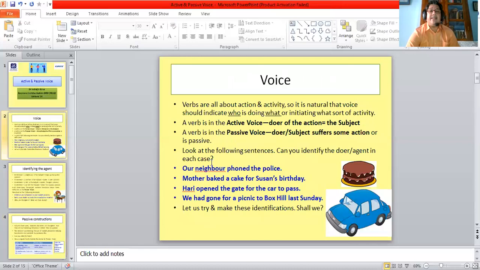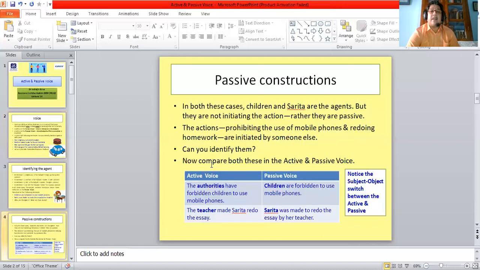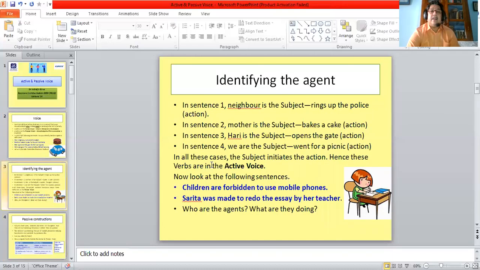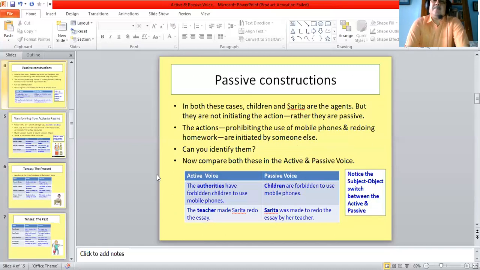I will just go back to the previous slide. Yes, Sarita was made to redo the essay by her teacher. So, we are told that it is her teacher who makes her redo the essay. And we are not told exactly who has forbidden the children to use mobile phones, but we presume that it is the authorities, or somebody in the authorities, who have forbidden the use of mobile phones. So we can say that Sarita and the children are both passive over here, and they are not initiating the action. The action is initiated by somebody else.